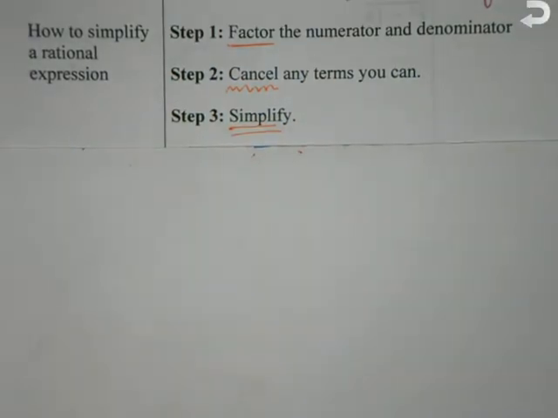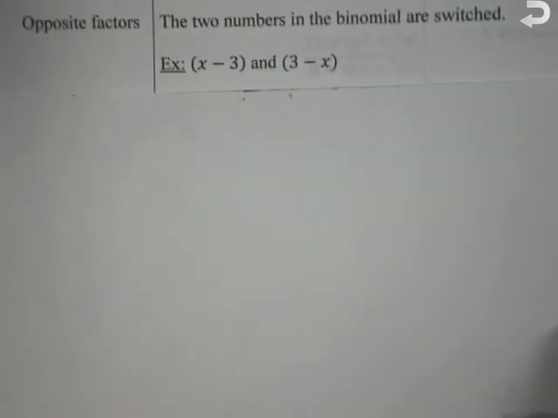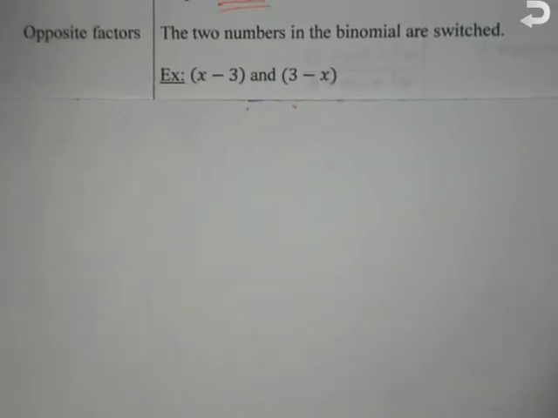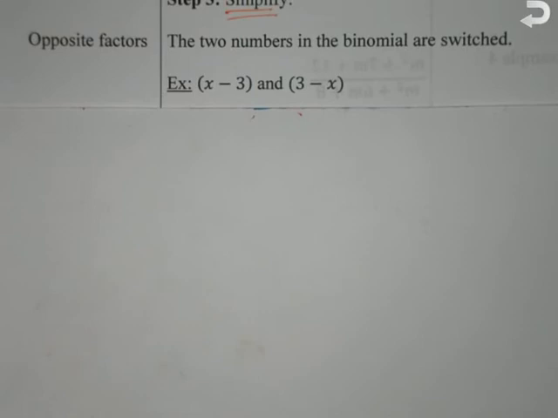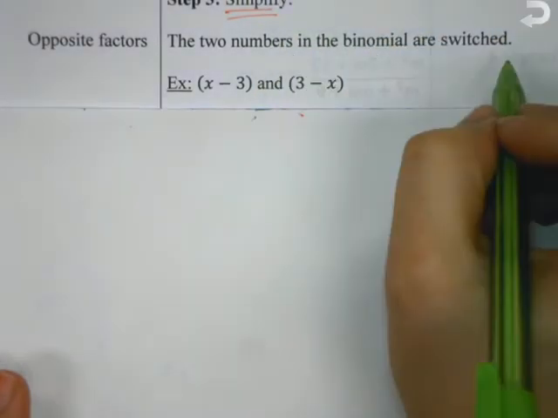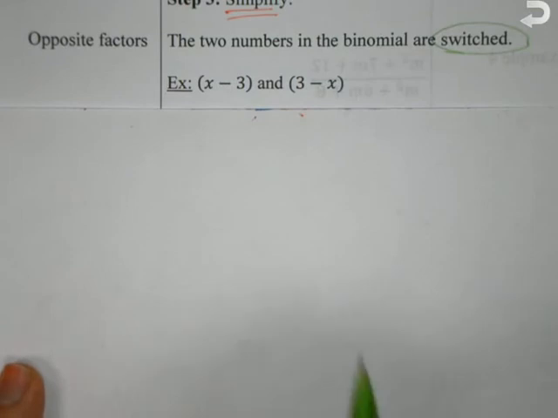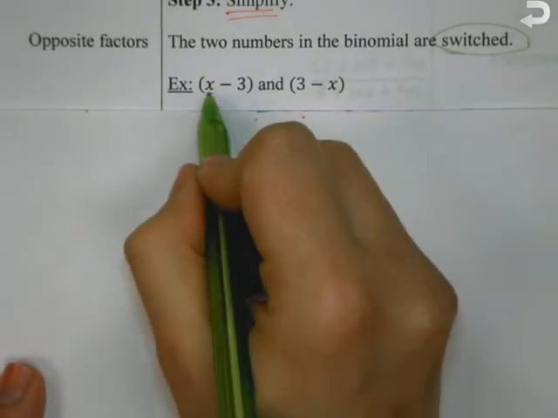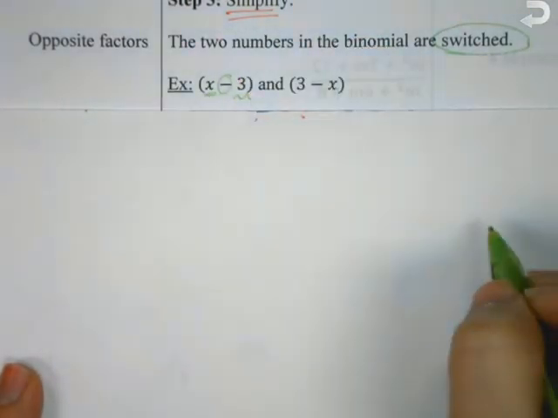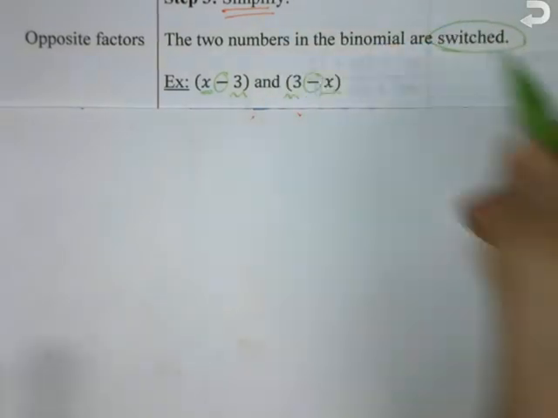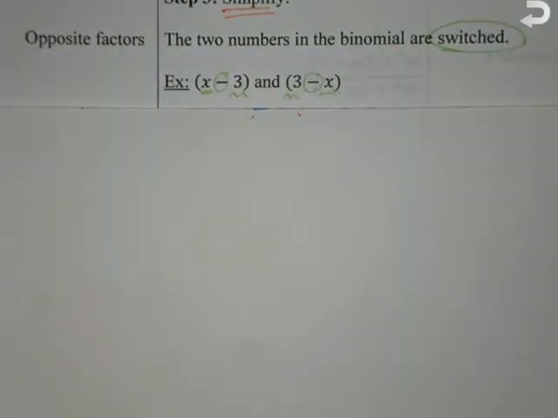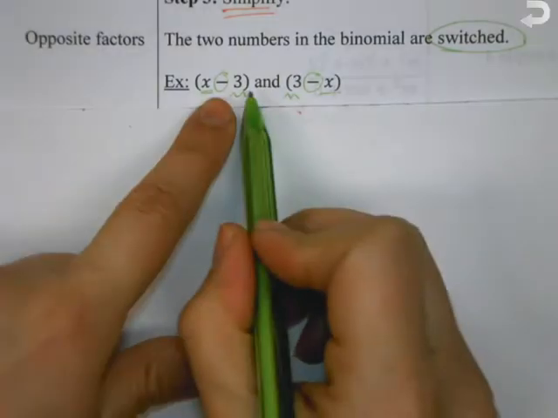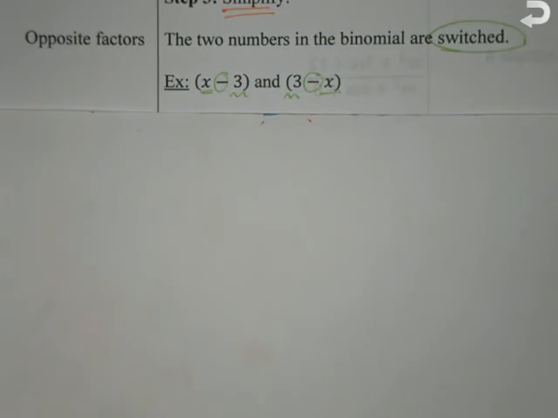One more definition. We have something called opposite factors. Opposite factors is a subtraction-only problem in which two numbers in the binomial are switched. So for example, I have x minus 3 and 3 minus x. These are very similar problems, but remember, order matters when we're dealing with subtraction. So these are called opposite factors because the x and the 3 are flip-flopped in both of these. It's only with subtraction because order matters with subtraction.